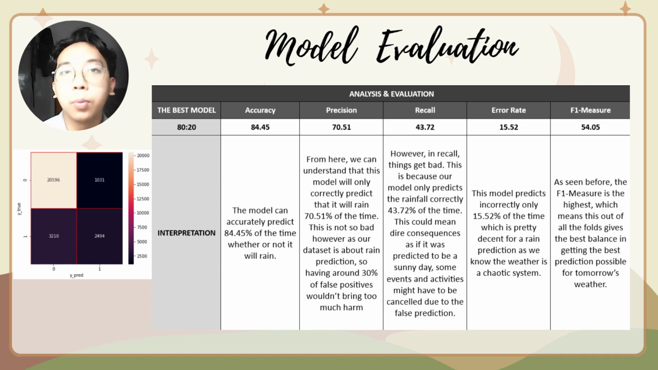Now, for recall, we obtain 43.72%, which is less than 50%, which is quite bad. This means that our model only predicts rainfall correctly 43.72% of the time. This would mean dire consequences, as the remaining percentage would be false negatives, meaning that it will predict that it will be sunny, but then it actually rains.